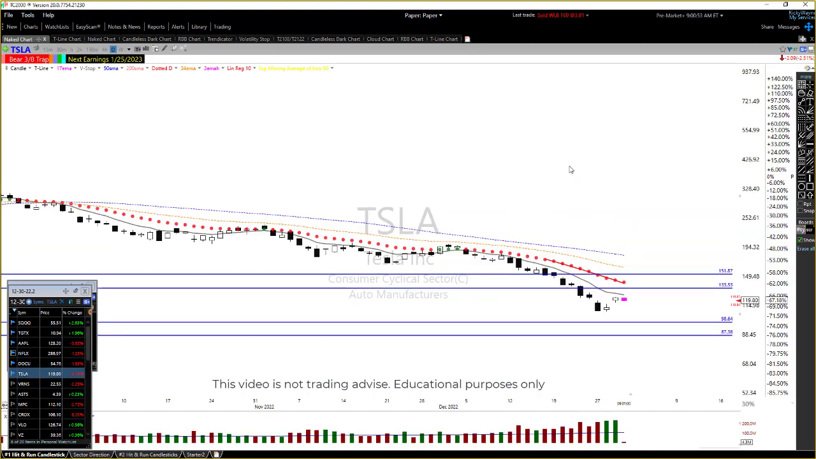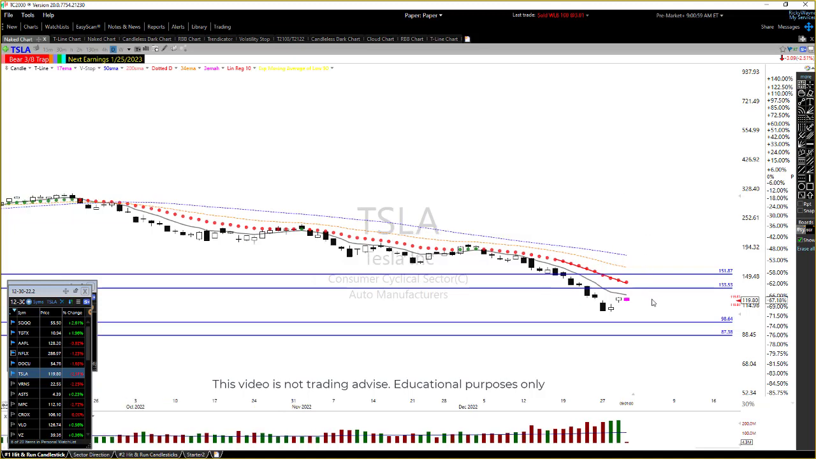Last one I have here, and then we'll look at, I don't know what we'll look at actually. Tesla. So Tesla, I still see more to the downside. I don't see this relief rally we've had yesterday as any kind of a bullish turnaround. Right now, I'm looking for 89.60, 87.30 in that area for a target to the downside.